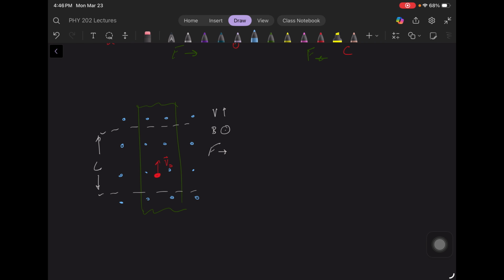Yeah, and I guess we'll... No, I don't want this to be the same color as the magnetic field. That's crazy work. Pink is a great color.